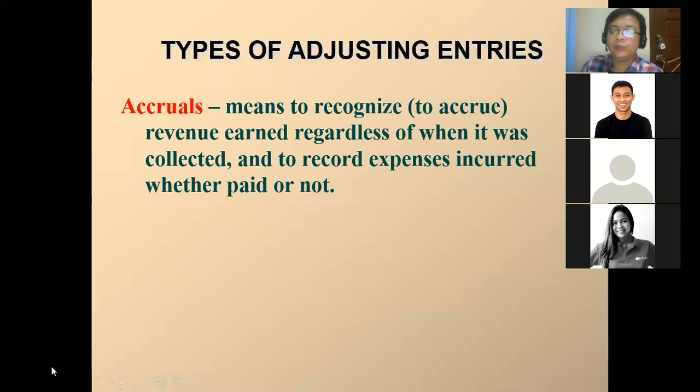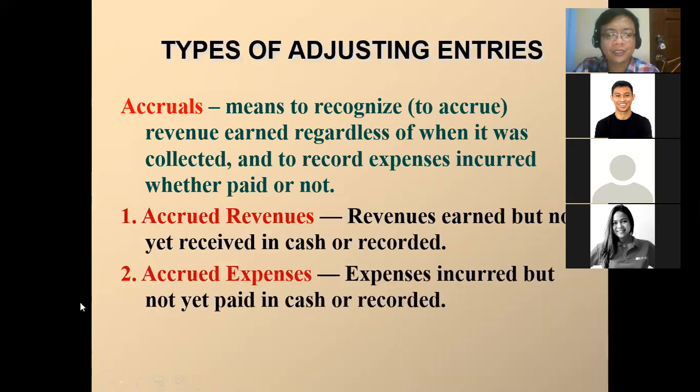Next is all about accrual. Yung accrual accounting done already, 'di ba? Because you have accrued revenue and accrued expense. Kasi 'di ba ano yung ating accrued revenue? Revenues earned but not yet received in cash or recorded. What is the entry for number 1? Yung kanina, yung billed customers, it is part of the accrued revenue. What is the entry? Debit accounts receivable, credit revenue.